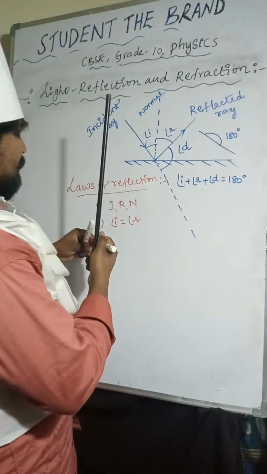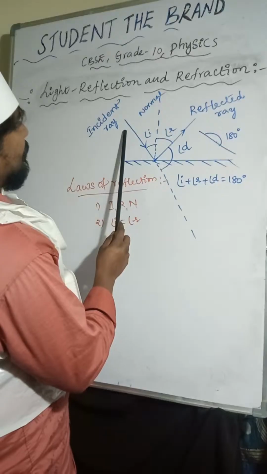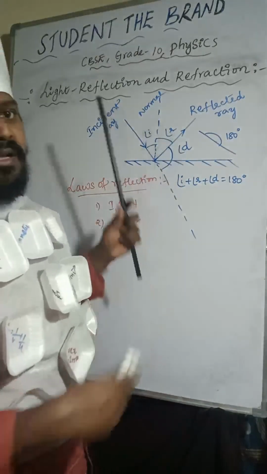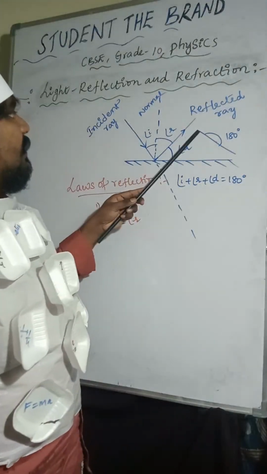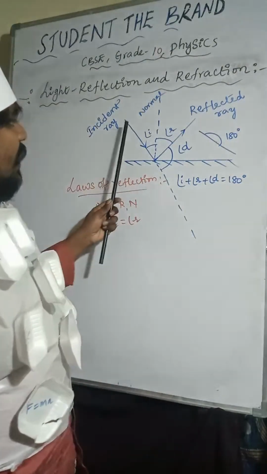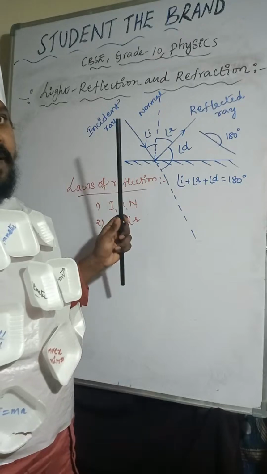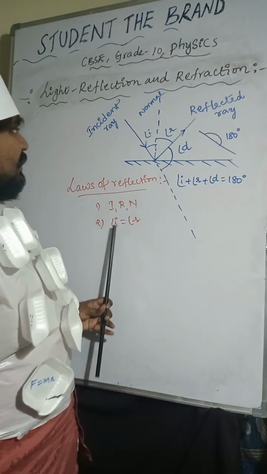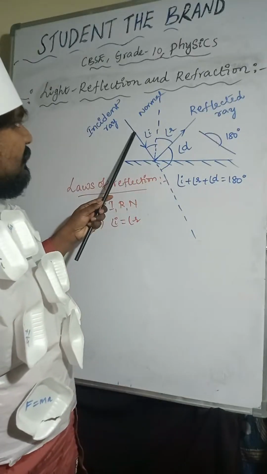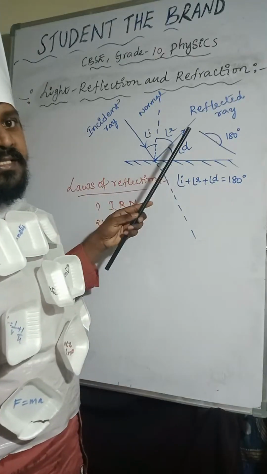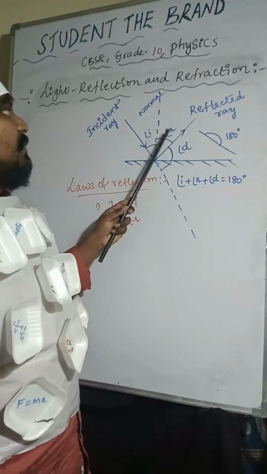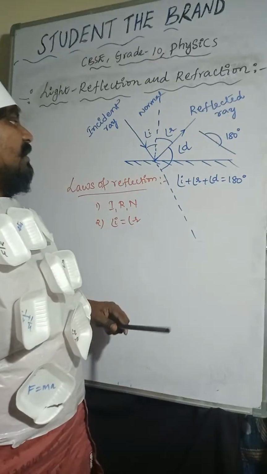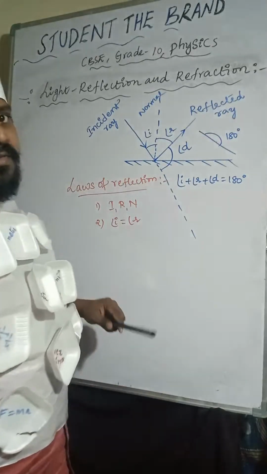Here you can observe the incident ray, reflected ray and normal line all lie on the same plane at the point of incidence. The angle between the incident ray and normal line is called the angle of incidence. The angle between the reflected ray and normal line is called the angle of reflection. So the angle of incidence is equal to the angle of reflection. So this is about the laws of reflection.